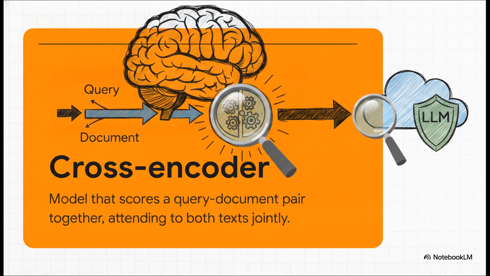A cross-encoder, which is also known as a re-ranker, evaluates a query and a candidate document together. It attends to both texts jointly to catch those nuanced relationships that independent encoding just flat out misses. It's essentially looking at the query and the document at the exact same time, acting as a high-precision quality control checkpoint before the AI even sees the data.